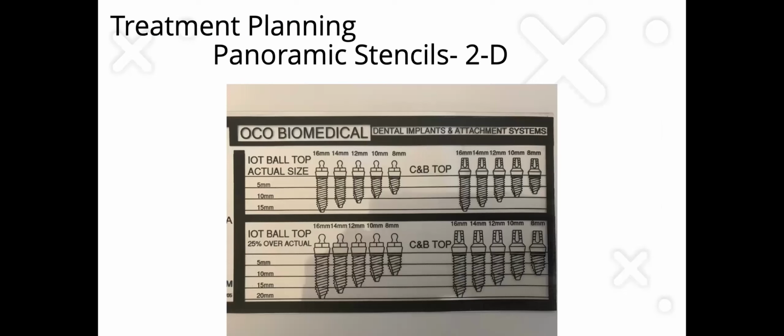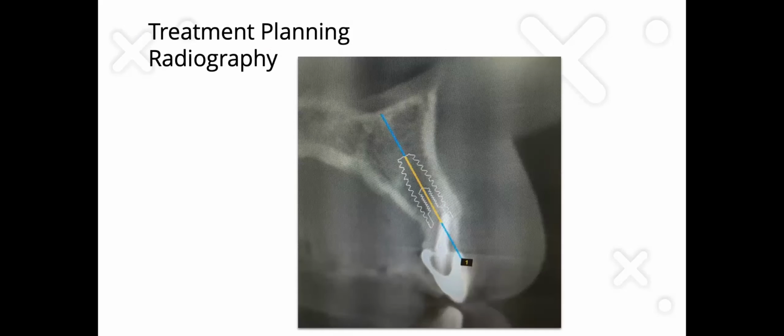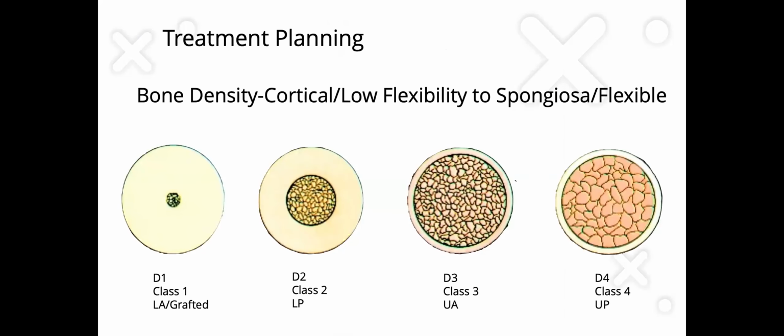So I would use my panoramic stencils, and these are basically transparent stencils I would place directly on my panorex, and it gives you a 25% prediction over actual size. When you place it on your radiograph, it looks like this, where you can see where your implant would be placed, but in a 2D version.